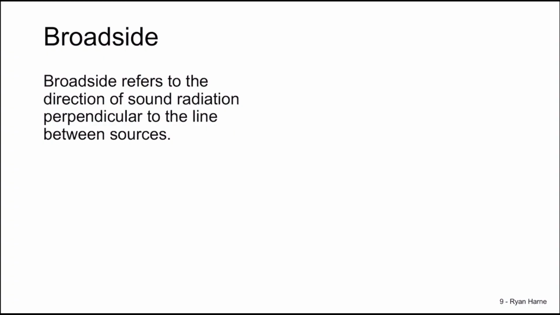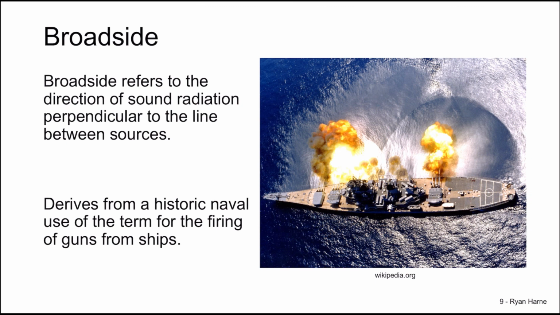Where does this term come from? Broadside is the term that means the direction of sound radiation perpendicular to the line between sources. The term has a unique history. It in fact comes from maritime adventures, whether in more recent times with large turret guns, or back in the era of ships and cannons. When a ship would turn, pointing all of its guns perpendicular to the axis of the ship, this was referred to as broadside. All guns were brought broadside and fired at once.